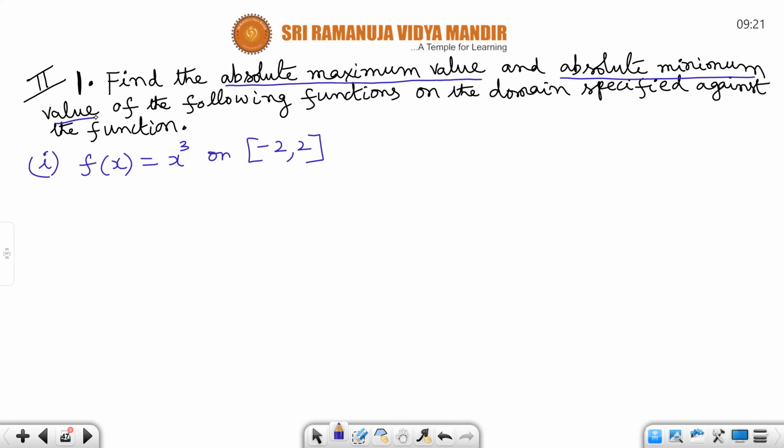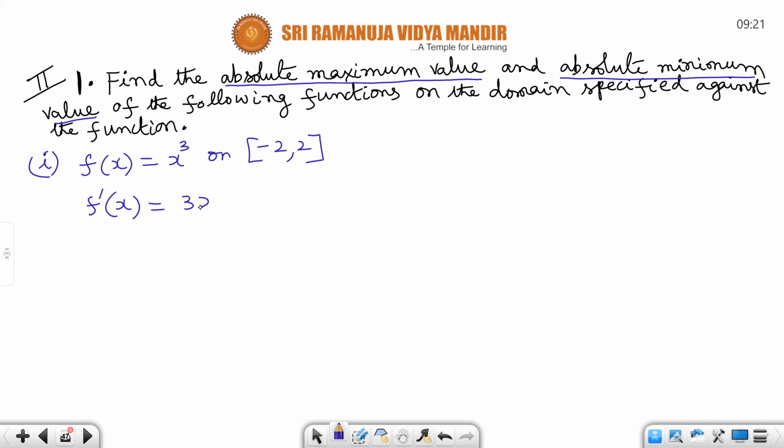Out of all these, whichever has the greatest value is called the absolute maximum. Whichever value is least is called the absolute minimum value of the function in the domain. Understood? So we have to find the local maximum, local minimum, and in addition, the values of the function at the endpoints of the domain. That is the important point here. So what is f dash x?